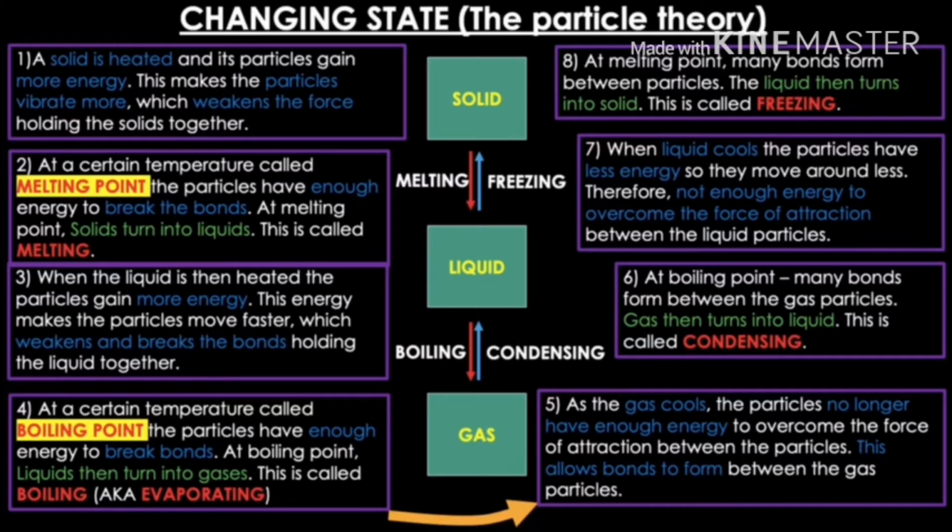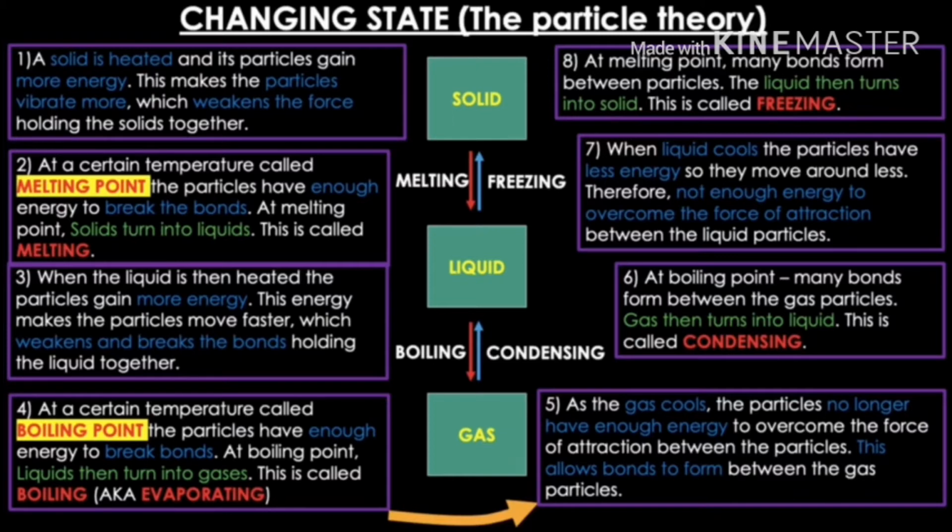This is called freezing. For melting, boiling or evaporating to take place, the energy must be transferred to a substance by heating. And for condensing or freezing to take place, the energy must be transferred from the substance to the surroundings. This is because the force of attraction between the particles gets stronger.